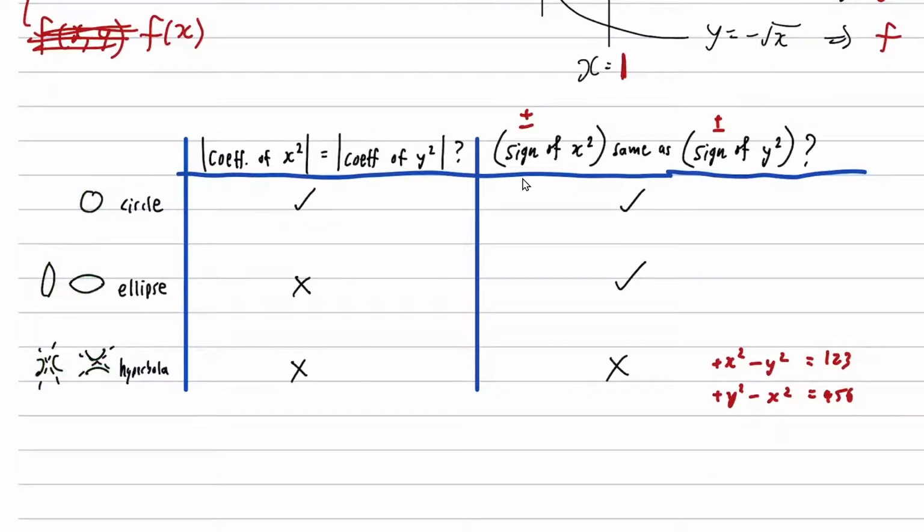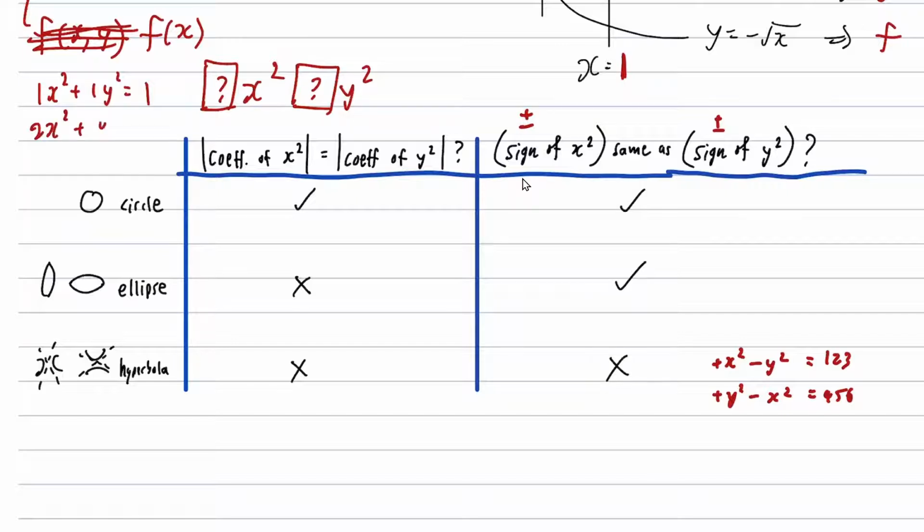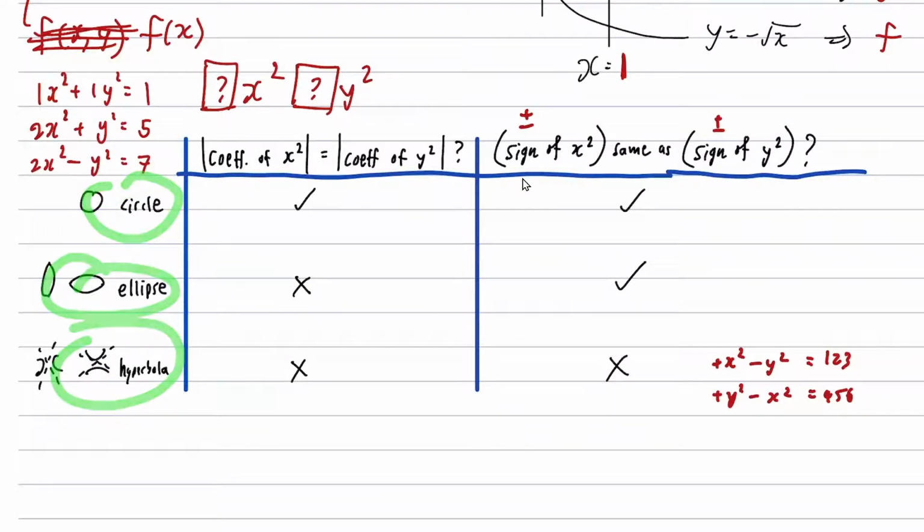Whenever you want to get the equation of a circle, ellipse, or hyperbola, you should look out for x squared and y squared. And then in front of them, there's some number and a plus or minus sign. Examples would be like 1x squared plus 1y squared equals to 1, or 2x squared plus y squared equals to 5, or 2x squared minus y squared equals to 7. These are the kind of graphs that you should know straight away as circle, ellipse, or hyperbola. Is that clear?